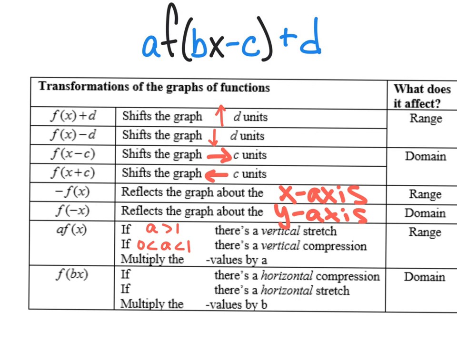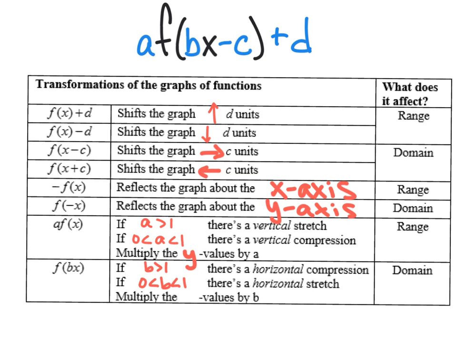All right, if your function is being multiplied by a number, if that number is greater than 1, there's a vertical stretch. And if that number is between 0 and 1, there's a vertical compression. We've already talked about if it's negative, that's up here. But just like if you have numbers like a half or whatever, that's a vertical compression. And what we do is we just multiply the y values by that number.